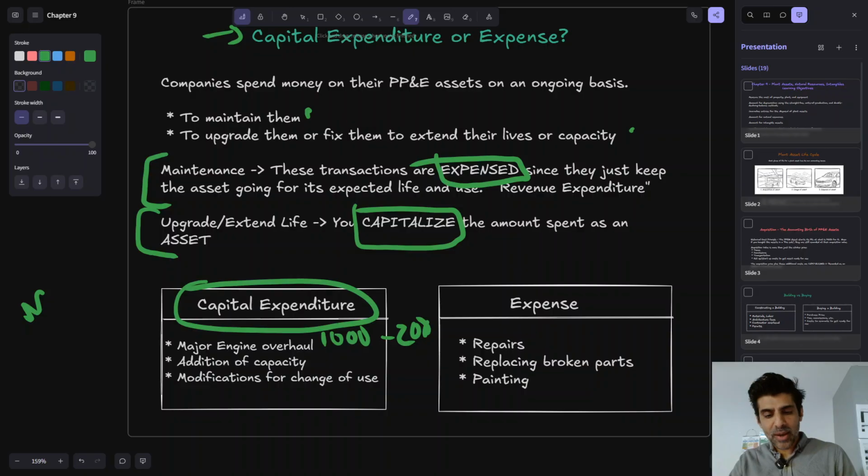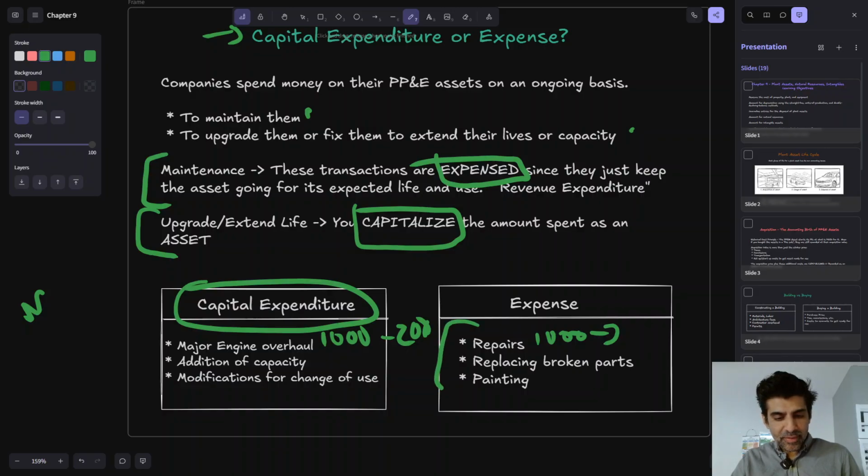Well, let's say we spent $1,000 on just repairs. This is going to be expensed right away. That $1,000 is going to be an expense on our income statement, and that full amount is going to be expensed.